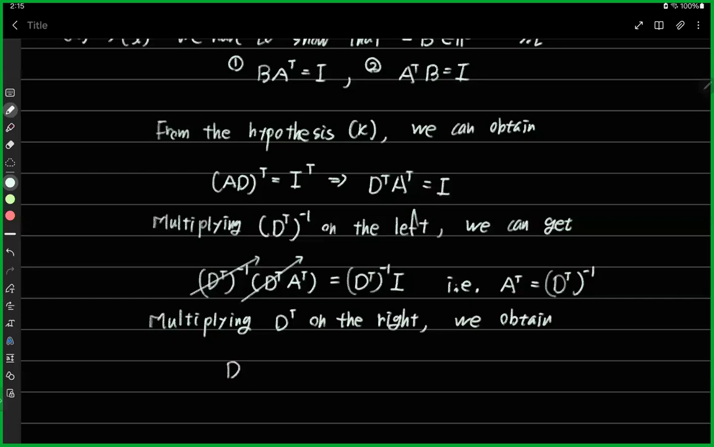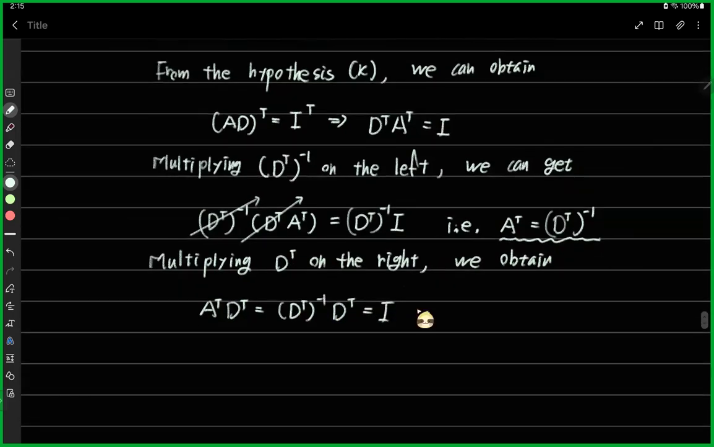And D transpose, and then A transpose. You see? On the right in here, okay? We're gonna multiply D transpose on the right side of that one. Then we got A transpose D transpose is equal to D transpose inverse times D transpose. But D transpose inverse times D transpose is the identity matrix, right? So A transpose D transpose equals I.